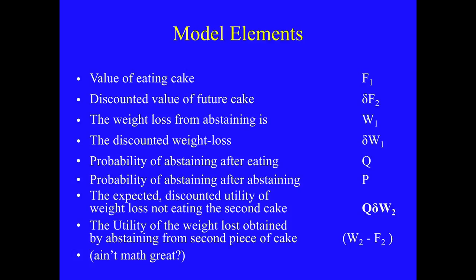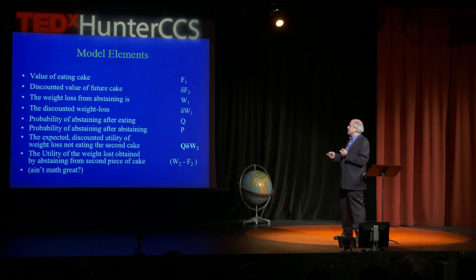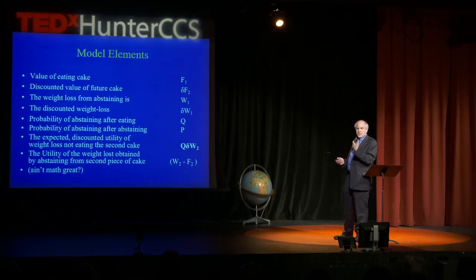Now here's the mathematics part. We can go through this quickly. It seems very technical, but it's actually just sixth grade algebra. I'm just naming things. Everything that was on the tree before, I simply give it a name. And the reason I give it a name is because if I give it these names, I can also give it these numbers, right? F is going to be the value of eating cake. That has a certain value for me, okay? Delta F, as I said before, that's the value of a future piece of cake, okay? W is going to be the weight loss value to me. So each of these things has a value.